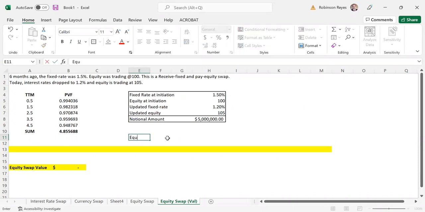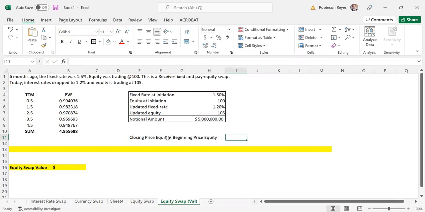Number one, equity at end of period or year, or closing price of equity, divided by beginning price of equity. If we do this calculation, this is going to give us something like 1.05 if the returns are 5%, or 1.10 if the returns are 10%, right?